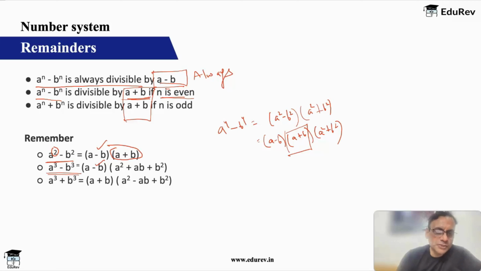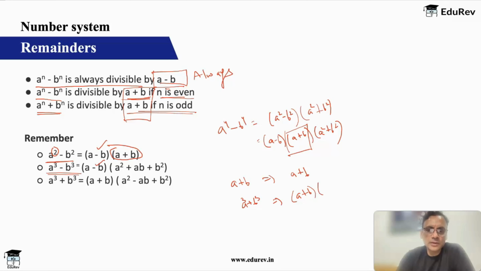Okay. Also, a to the power n plus b to the power n is divisible by a plus b if n is odd. Okay. So a plus b obviously is divisible by a plus b. And if you have a cube plus b cube, I hope you remember the expansion for that. Expansion is a plus b into a square minus ab plus b square. So here also you can see that you have a plus b. So a to the power n plus b to the power n, plus we are taking for the first time, this is divisible by a plus b only when n is odd.